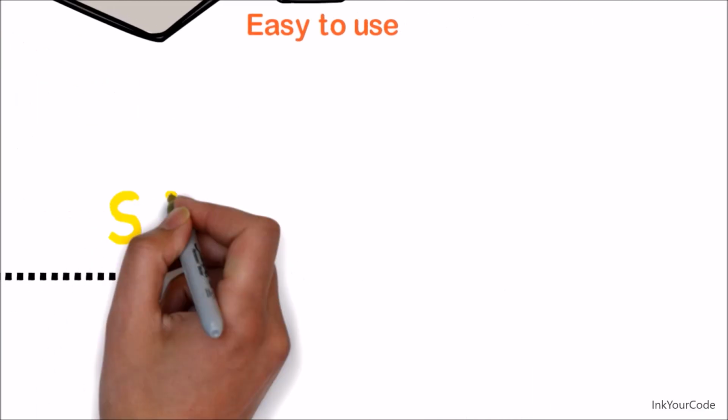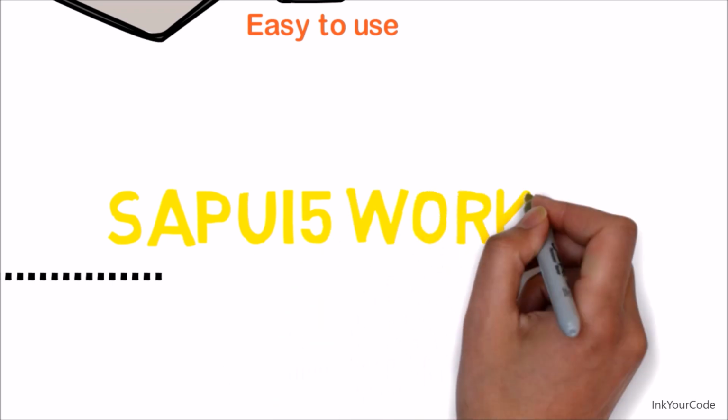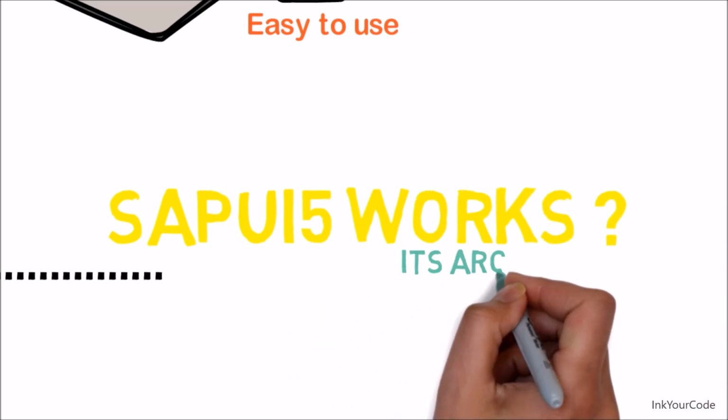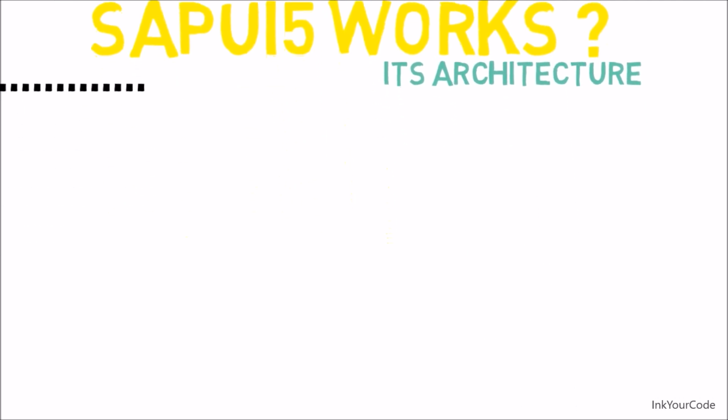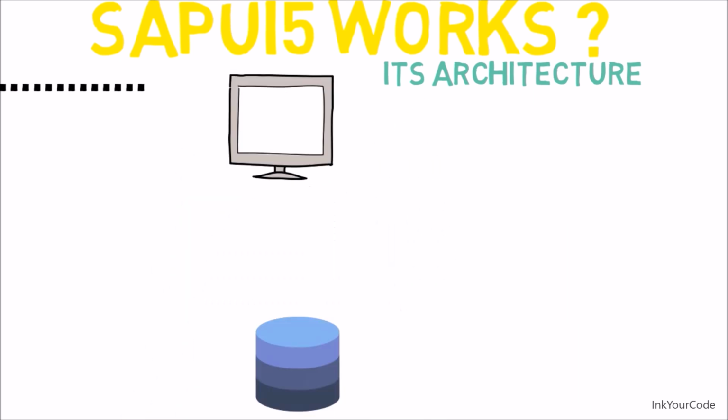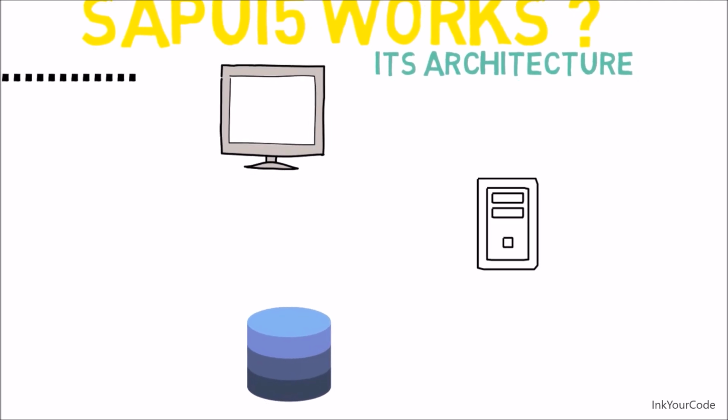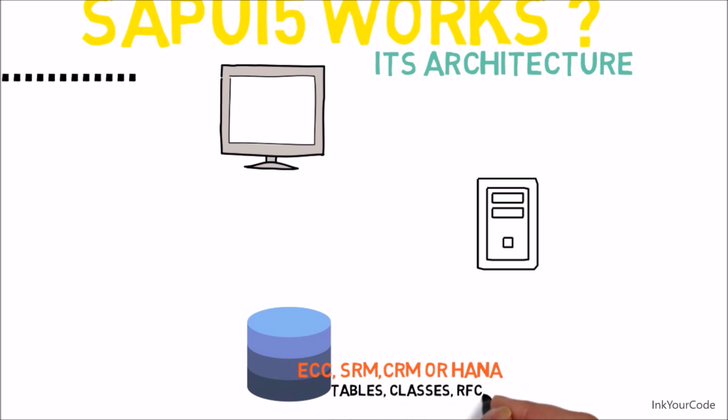Now, let us have a glimpse of how SAP UI5 applications work and what its architecture is. As in any other application programming, here also we have a backend, a frontend, and an intermediate system for those two. As a backend, we can use SAP systems such as ECC, SRM, CRM, and HANA. Here, we will store and fetch all the data which contains the above objects such as tables, classes, RFCs, BAPIs, etc.